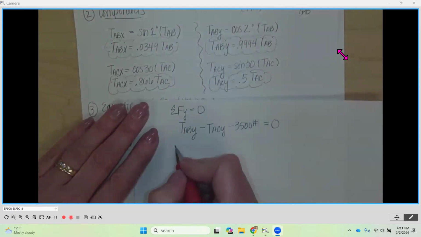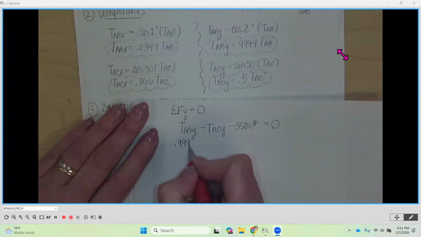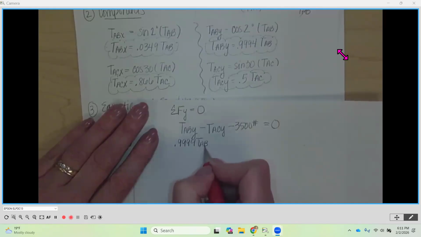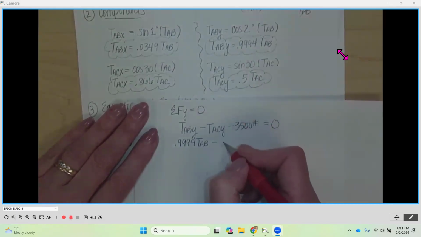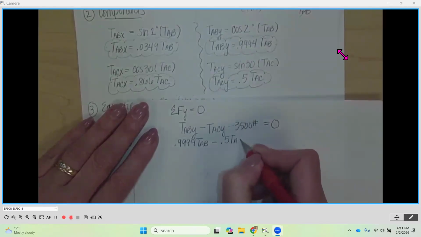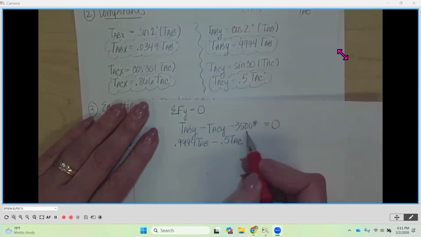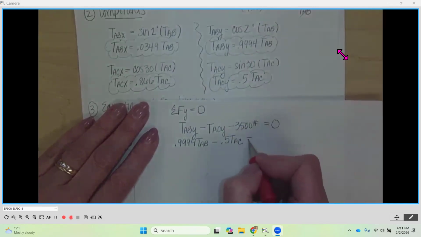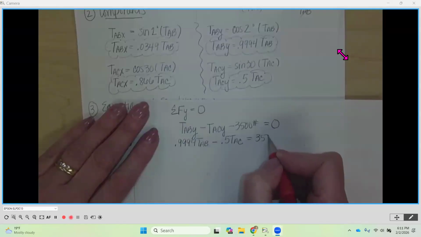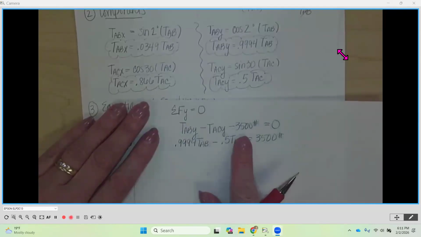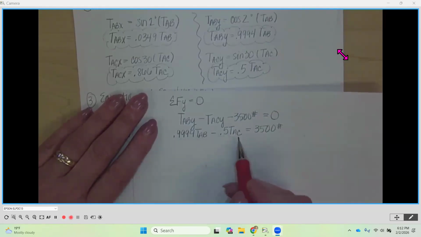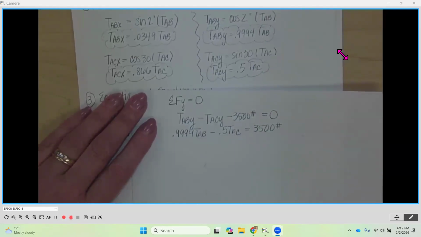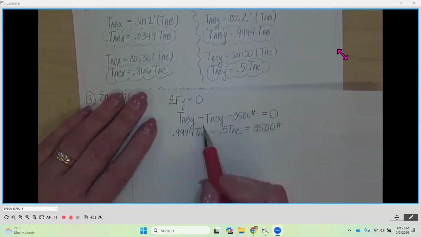So ABY is 0.9994 TAB minus TACY is going to be 0.5 TAC. Now, the minus 3,500, I'm just going to push to the other side right away. All right, so I'm going to say equal to a positive 3,500. Do you see what I did there? I just put it over instead of setting it equal to 0. Now, I still have two unknowns here. So unfortunately, I can't go any further.